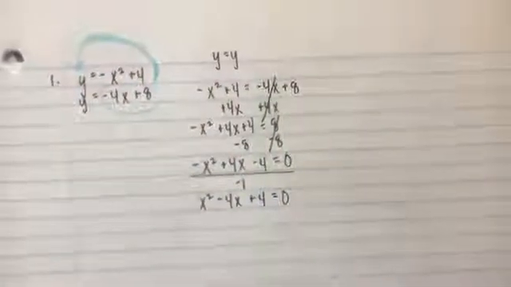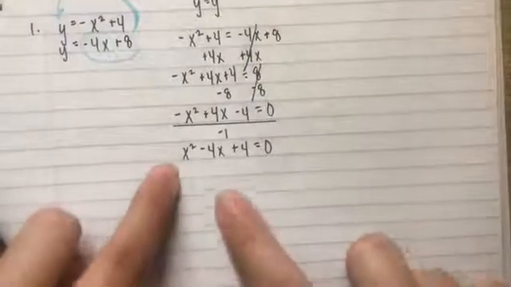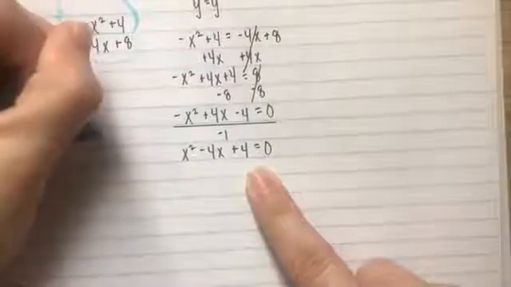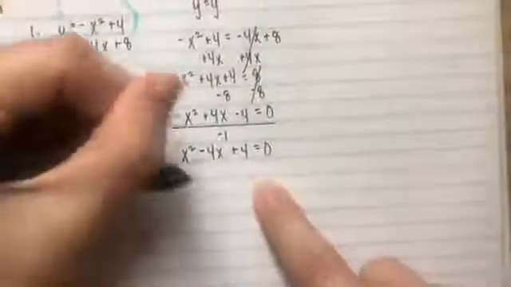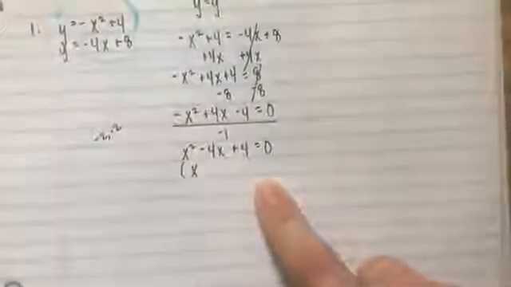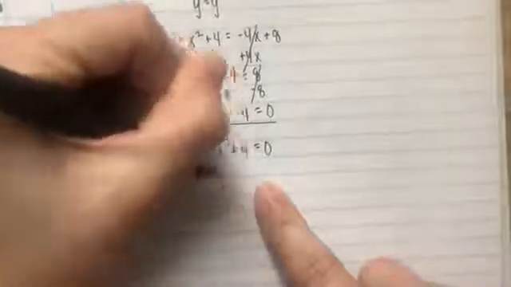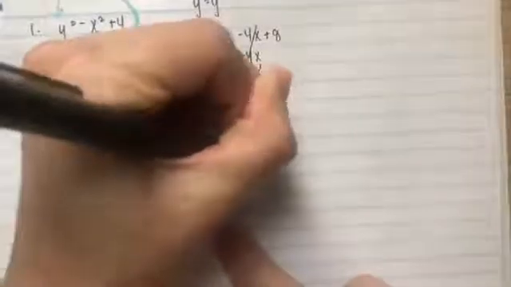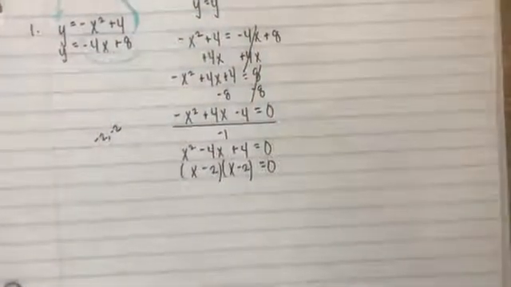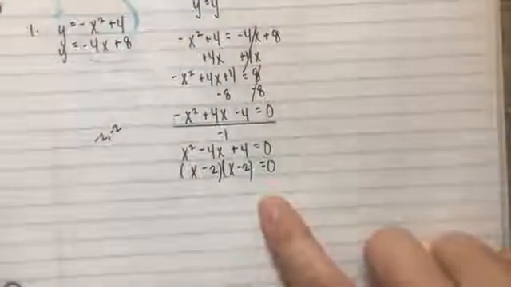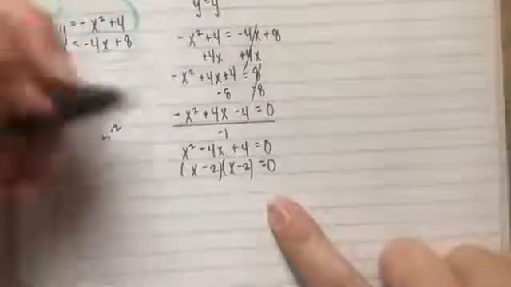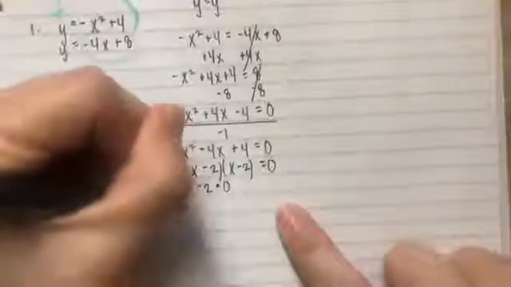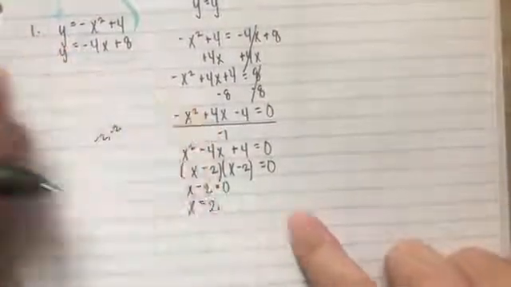Now I can check to see if it's factorable. a is 1, so I'm looking for factors of 4 that add up to negative 4. Those factors would be negative 2 and negative 2. So that factors into x minus 2 times x minus 2, or x minus 2 squared, it's up to you. Then you could set each factor equal to 0, and you don't need to write it twice since they're the same factors. So x minus 2 equals 0, add 2 to both sides, and get x equals 2.